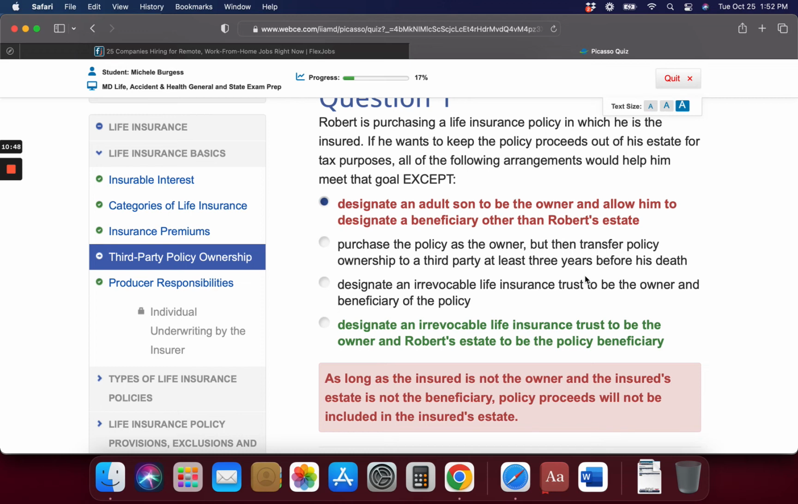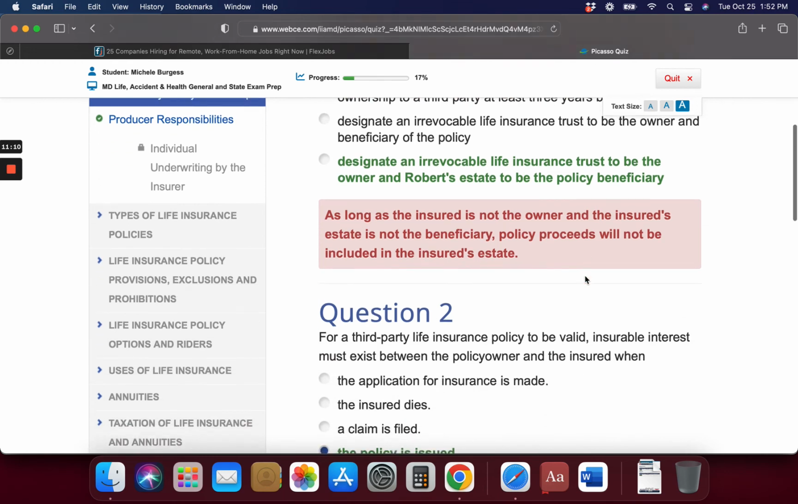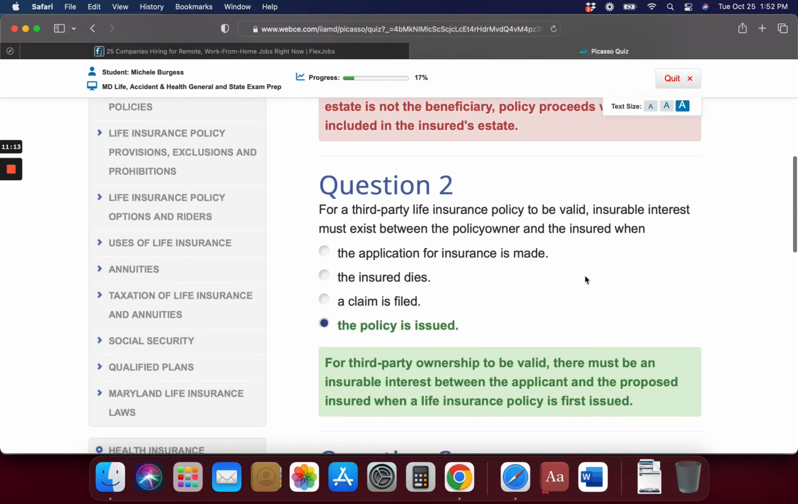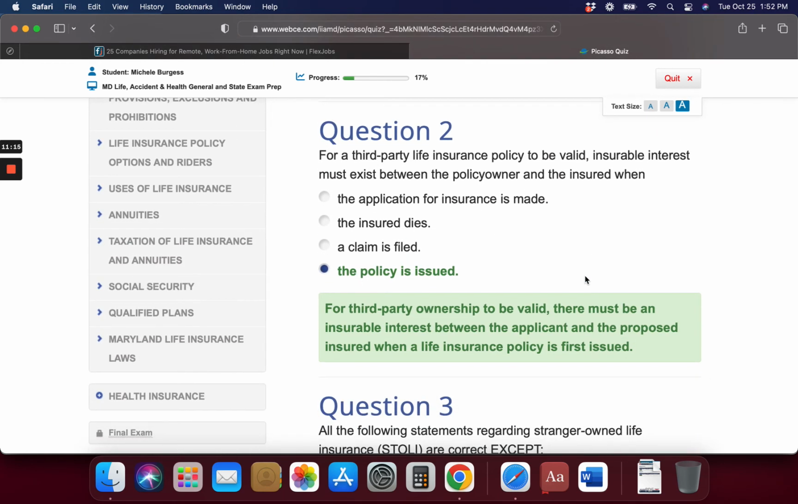So the key thing here is to make sure irrevocable life insurance is the owner. Irrevocable life insurance trust. So the way he could do this is to put his money in a trust that would eventually go to whoever he has listed as his beneficiaries. And that would be the policy beneficiary, and that's how he could get around the tax issues. Very interesting. I'm always looking for ways to get around tax stuff.